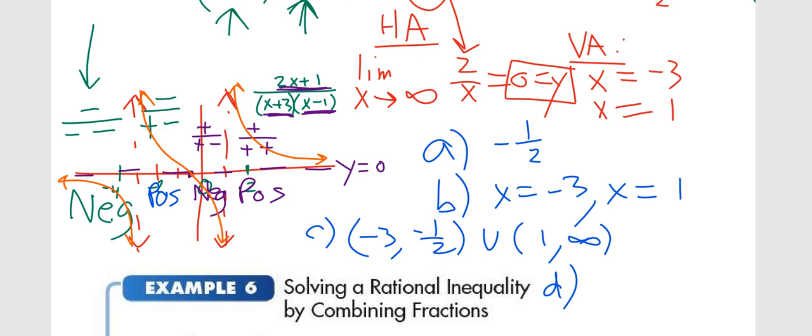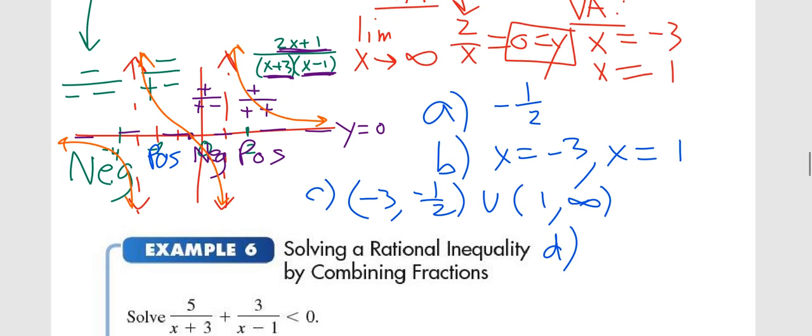Okay, we get to letter D where it's asking about negative. There should be 2 intervals for that too. Negative infinity to what? To negative 3. Union. Negative 1/2, I hear you. To 1.